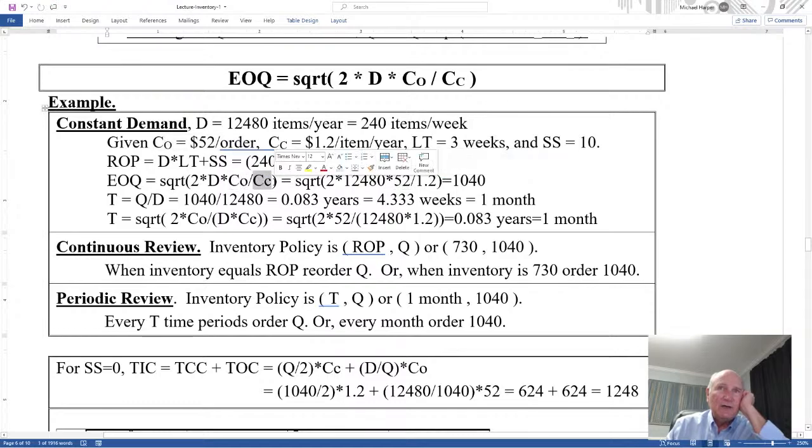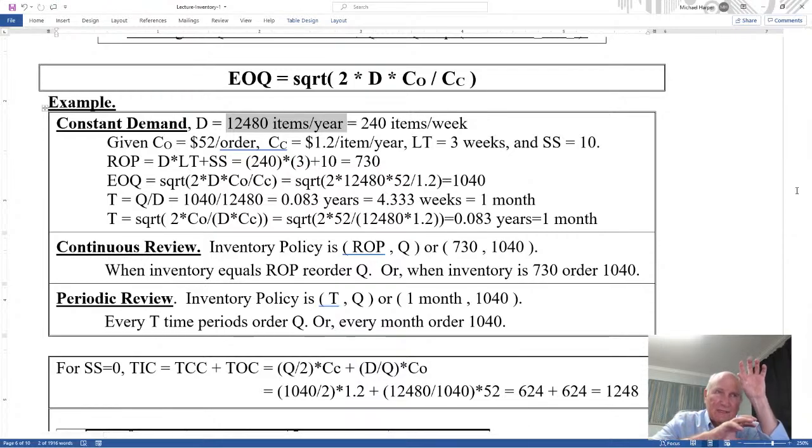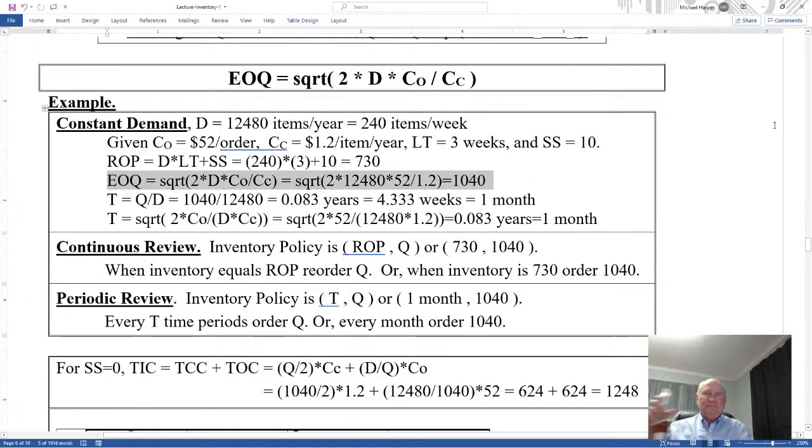I divide by my carrying cost. Well, my carrying cost also needs to be in years. Since my carrying cost is $1.20 per item per year, and that's what I put in the denominator, then my demand up here must be in years. Again, the demand time units in the numerator have to match the time units in the carrying cost in the denominator. Those times have to match. And they do, so I got the right answer, 1040. 1040. Reminds you of your income tax next month, right? Okay, now that's the EOQ.